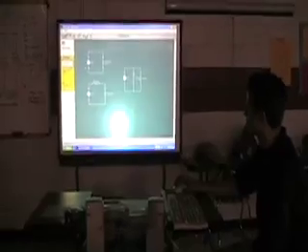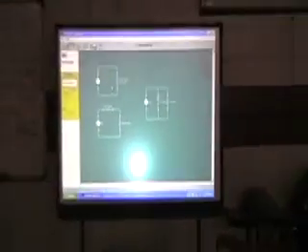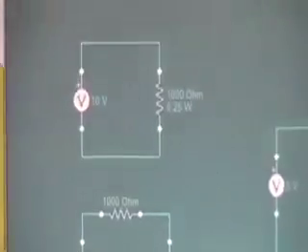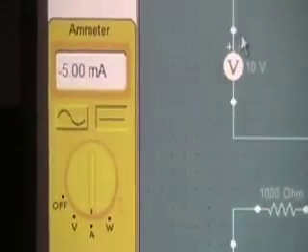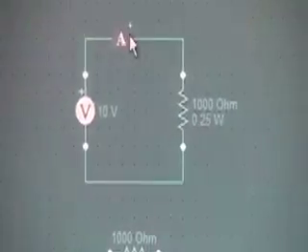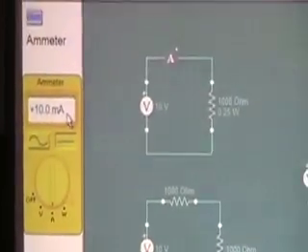In this circuit, you have to find the current. The current is found by taking your volts over your resistance. If I go to my multimeter here, I click on the amps, and I click anywhere in the circuit, I'll find out that my amperes are 10 milliamps.